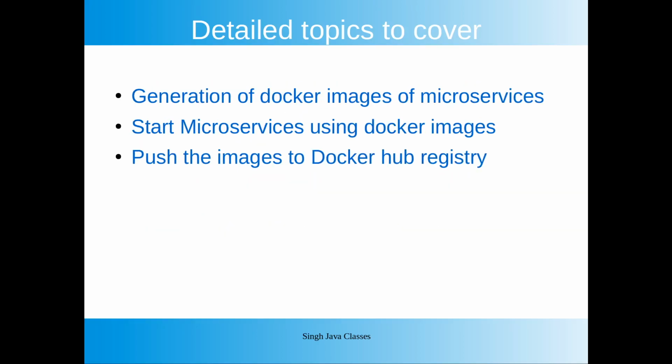Then we'll generate Docker images out of our microservices. We'll run microservices on our local machines using Docker images, and then we'll push these images to our Docker Hub registry.